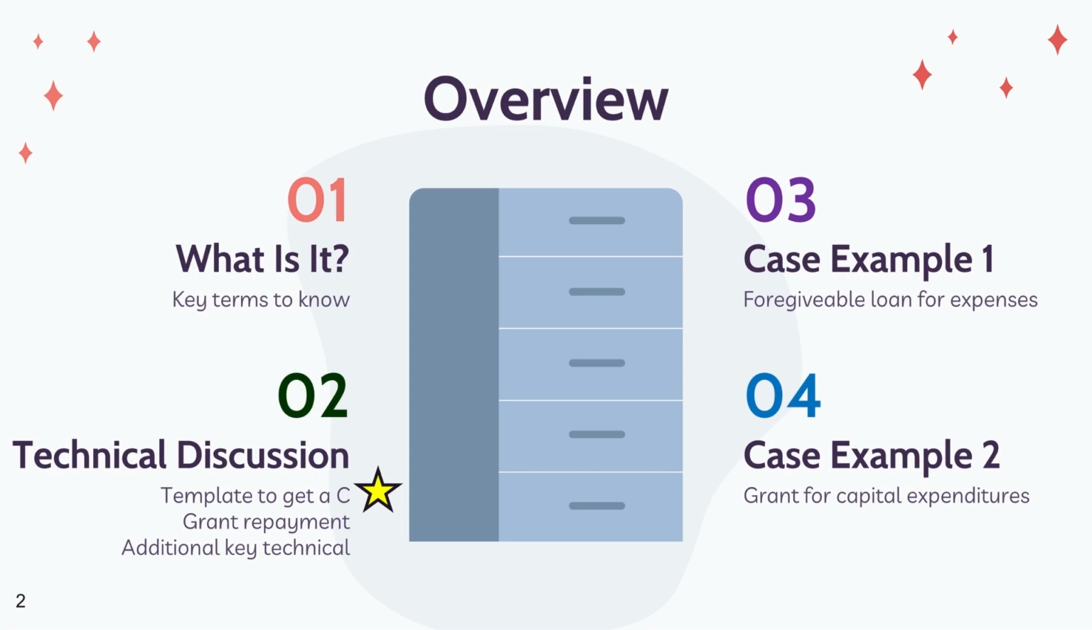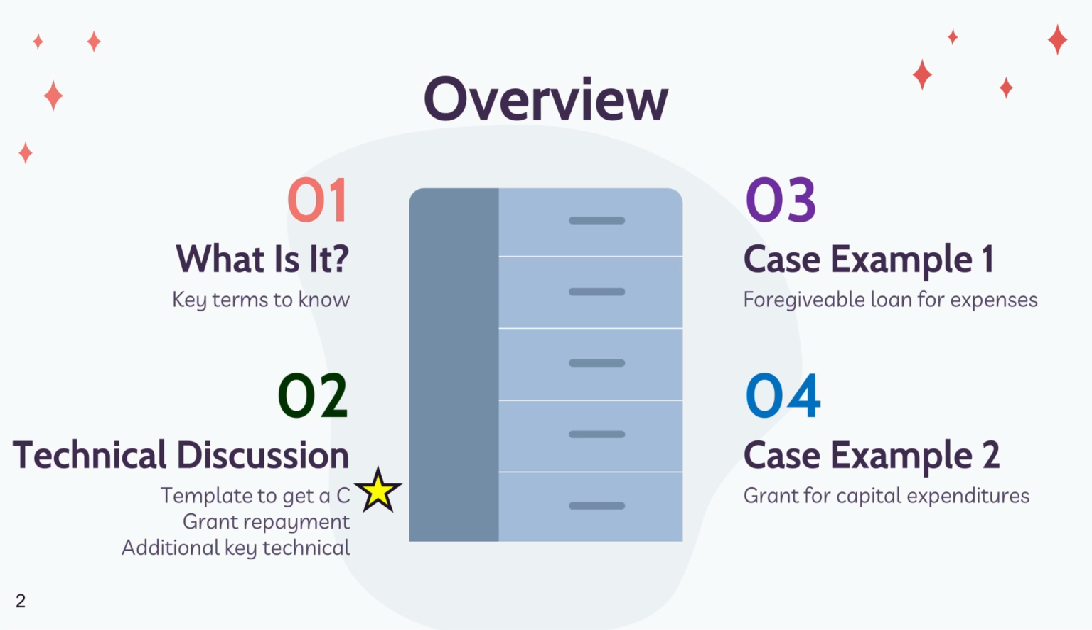In terms of the overview for today, we're going to go through some key terms that you need to know. Then we're going to go through a technical discussion where I'm going to show you a template that you can use to get Cs on all of your exams. Make sure you pay attention to this part because it's going to be important. And then we're going to go through scenarios on what happens if your grant becomes repayable. And then I'll show you some additional key technical points as well.